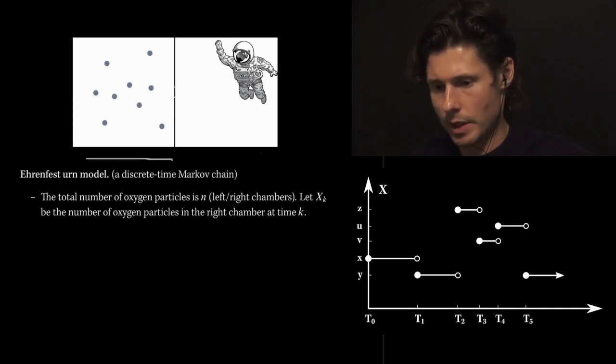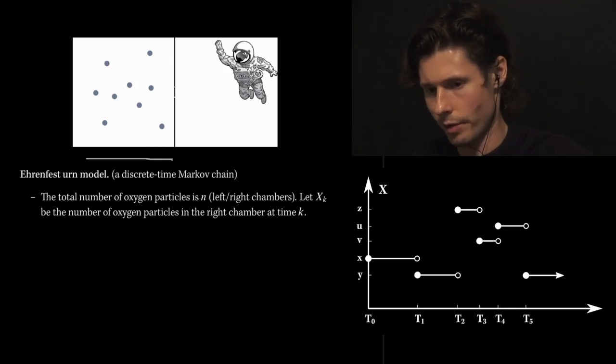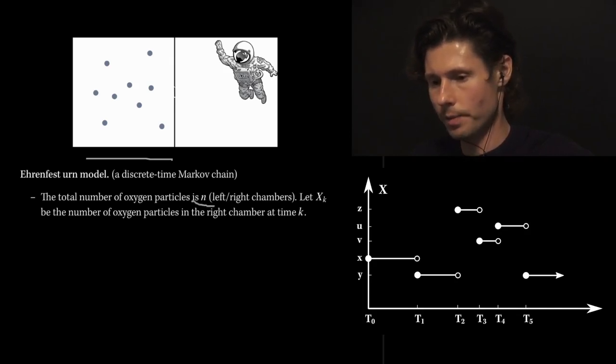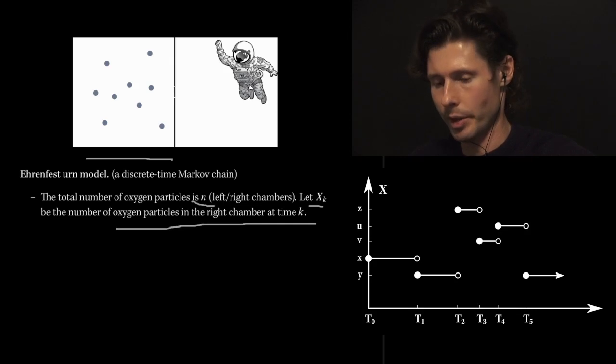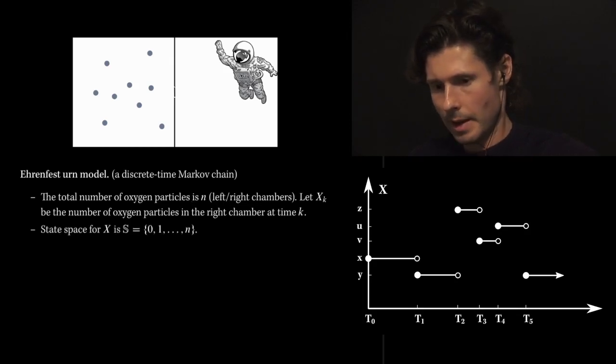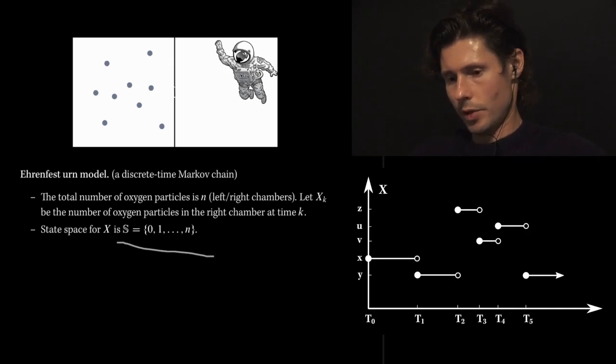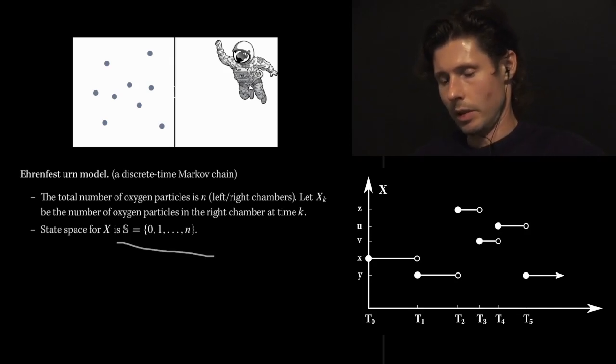Let's revisit the discrete time case first, just to review. I'll set up the continuous time model in a second, but in the discrete time case, there are n particles of oxygen. Let X_k be the number of oxygen particles in the right chamber at time k. It used to be the left, but might as well be the right. The state space is 0 to n, so you could have 0 particles on the right, all the way up to n particles on the right.